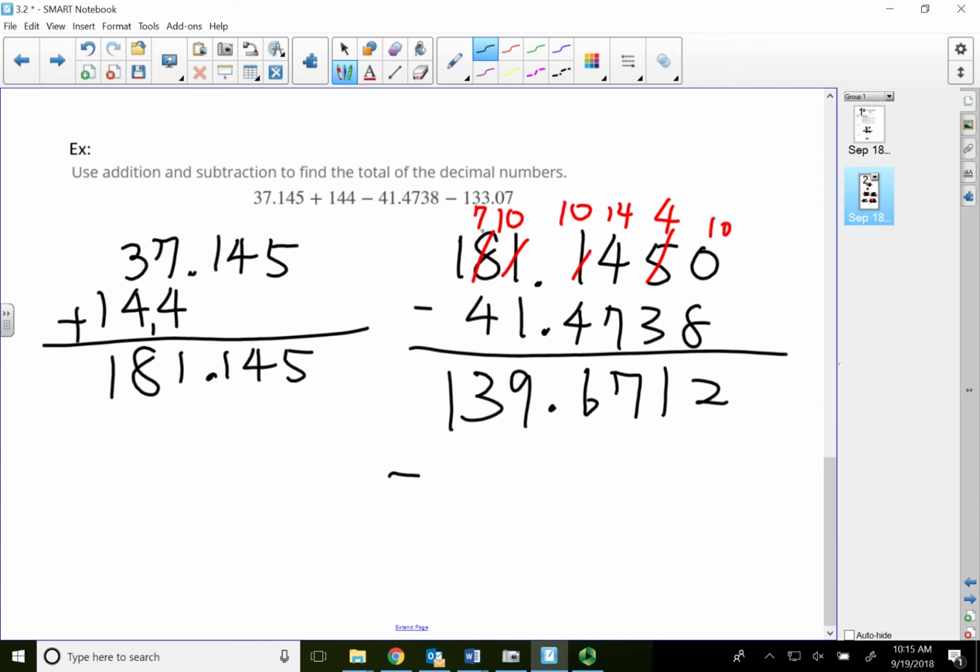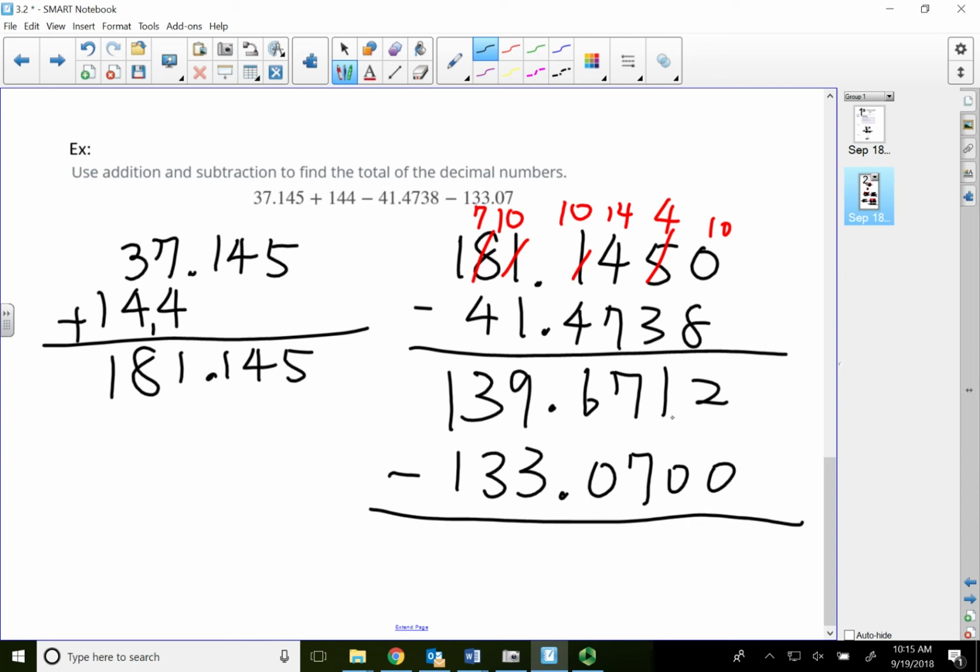All right, one more subtraction: 133.07. If I add the 2 zeros behind my 7, when it comes to subtraction, that's a 2, that's a 1. 7 minus 7 is 0. 6 subtract nothing is 6. 9 minus 3 is 6. 3 subtract 3 cancels out. 1 subtract 1 cancels out. So my final answer is 6.6012.